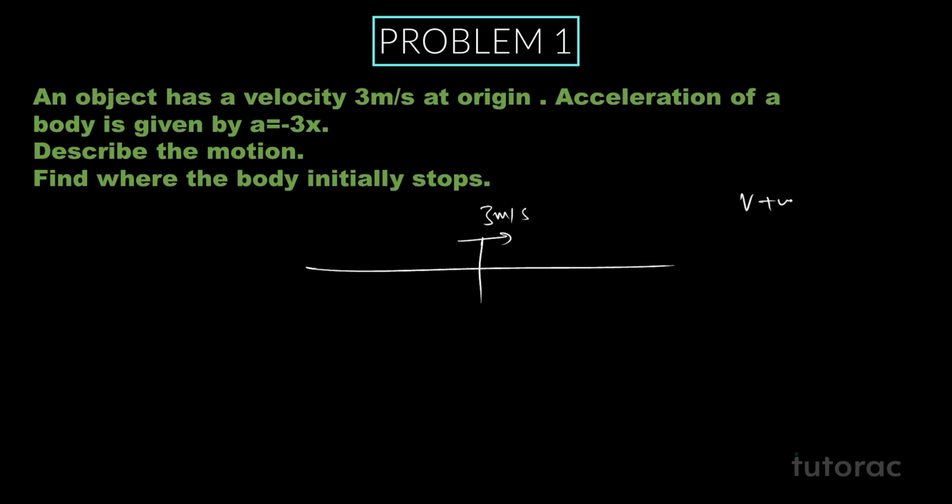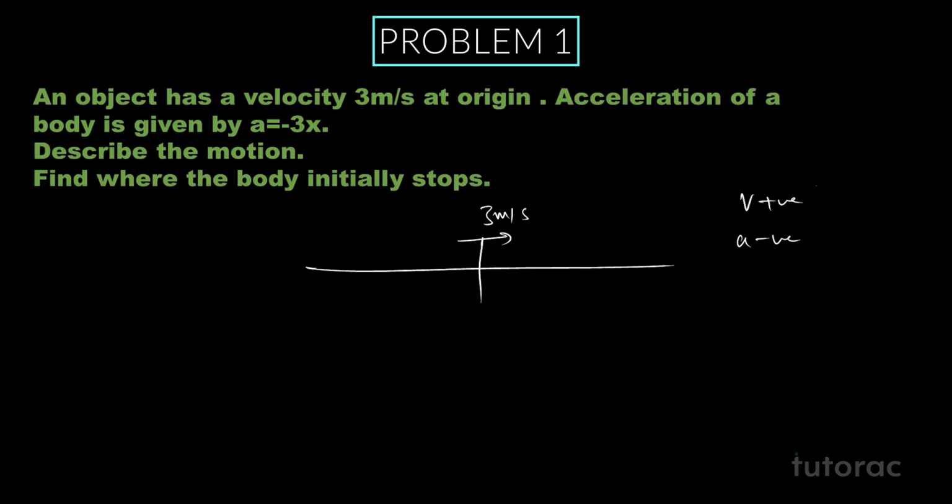Once it moves right, its x coordinate becomes positive, so acceleration will be negative. So velocity will be positive and acceleration negative. What happens? If both have opposite signs, the object slows down. So it slows down, it will stop somewhere. Once it stops, the velocity becomes 0, but it has acceleration because it has x coordinate, a equal to minus 3x. x is positive, so acceleration is negative, which means the body will come back.